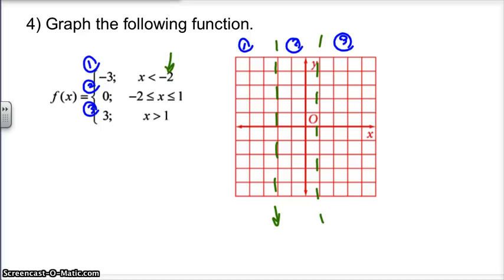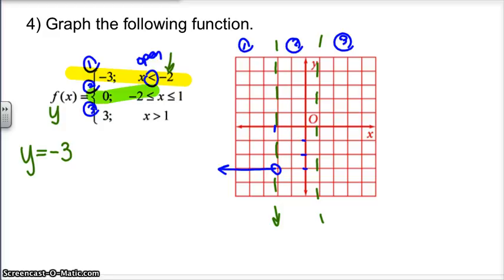The first equation I'm highlighting in yellow. It says that the function is going to be negative 3 where x is less than negative 2. Remembering that f of x is the same as y, this equation is really y equals negative 3. This is a horizontal line through negative 3, but it only lives where x is negative 2 and smaller. Because of this less than symbol, we'll have an open circle.